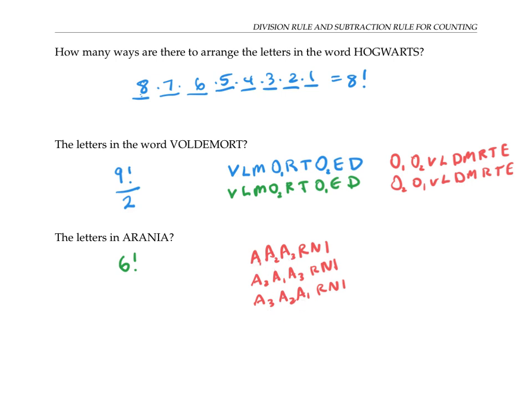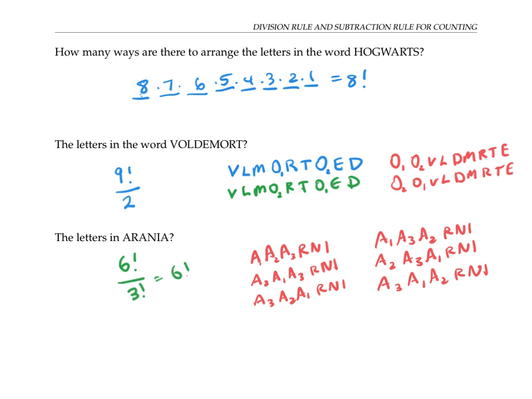So how many times are we overcounting each arrangement when we say 6 factorial? It's not just 3. It's actually 6 times that we're overcounting because there's 6 ways of arranging the 3 A's, A1, A2, A3. I've written them all out here. Therefore, we need to divide 6 factorial not by 3, but by 3 factorial, or 6, which is the number of ways of arranging 3 items.